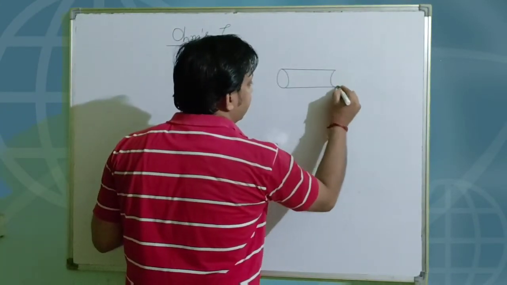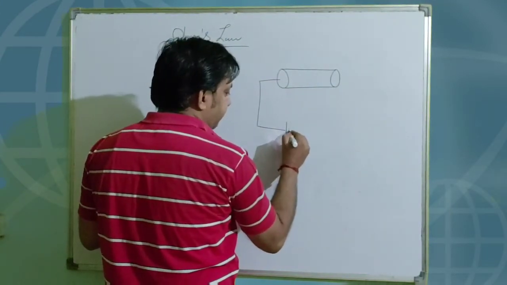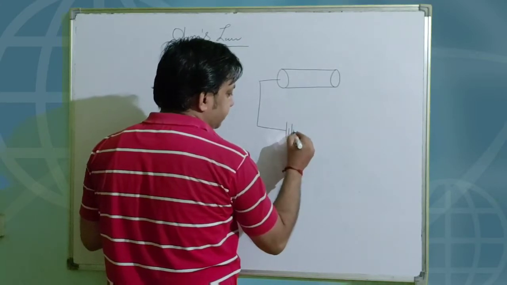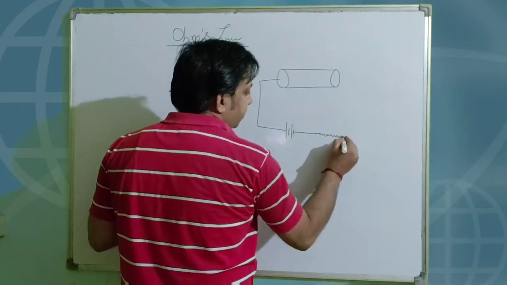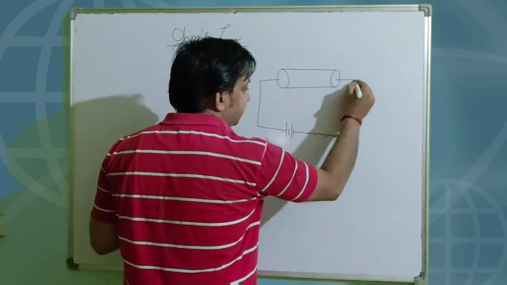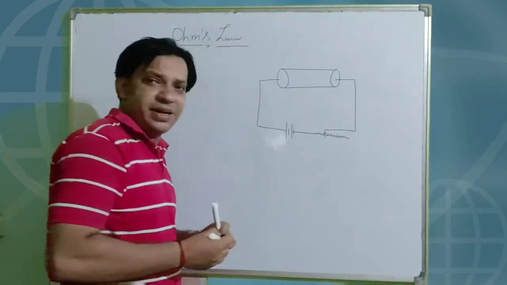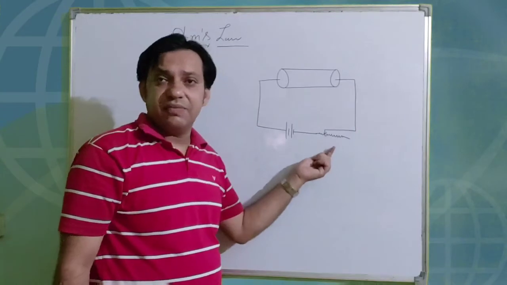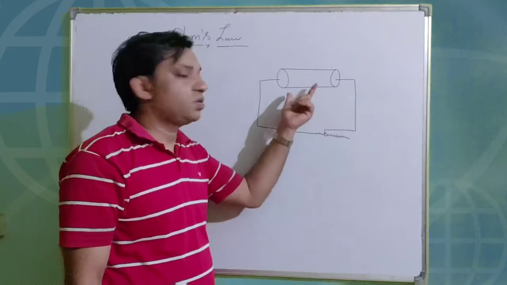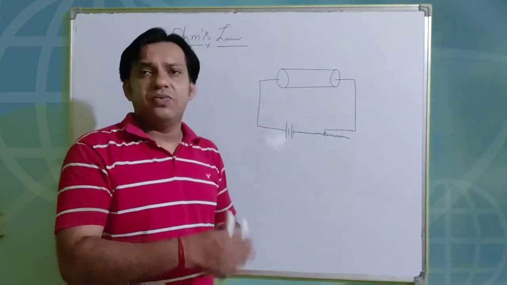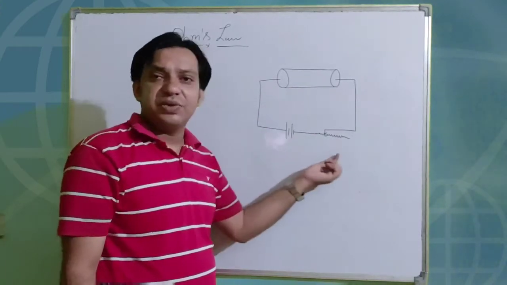Suppose we have a conductor which is connected through a cell such that there is a potential divider arrangement. What is the potential divider arrangement? It is a kind of regulator. With the help of the regulator, you are simply changing the potential difference across this conductor. That means you want to change the potential difference across this conductor, so for that you are using the regulator.